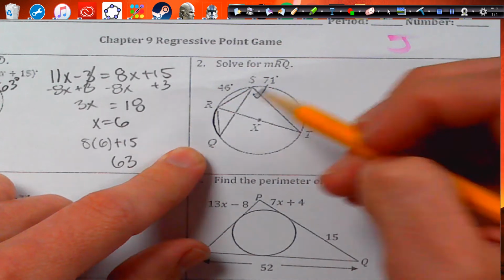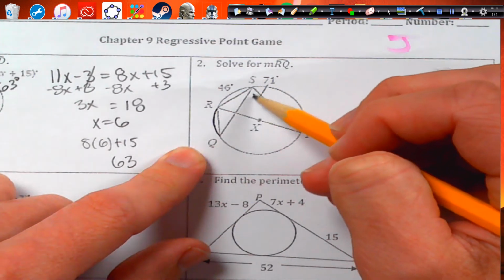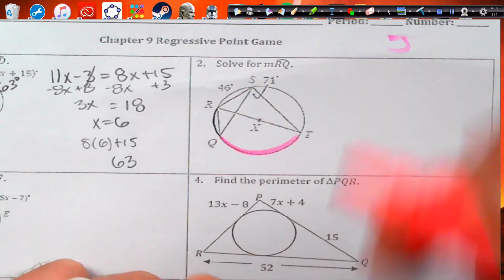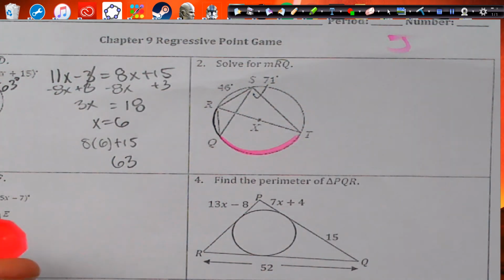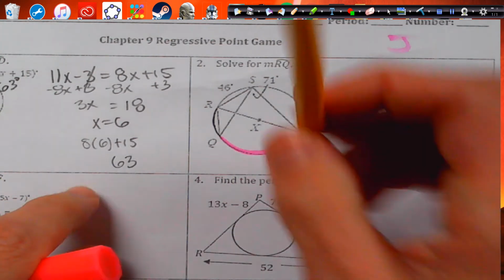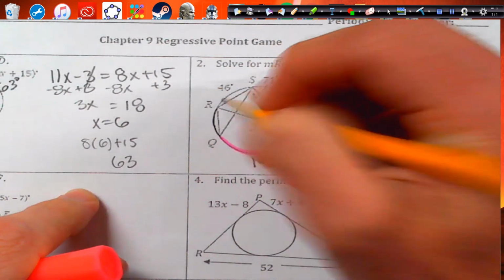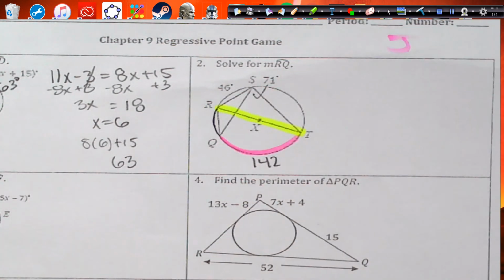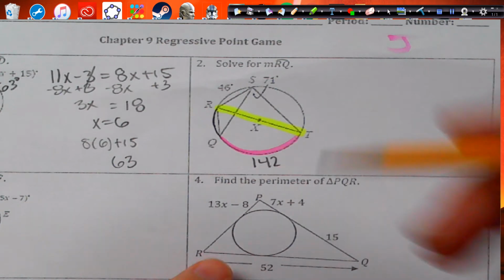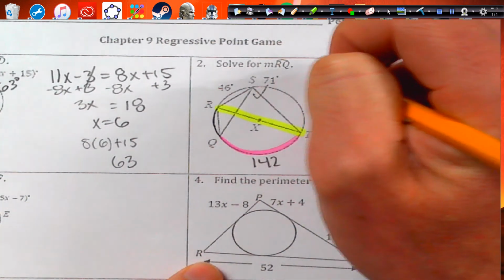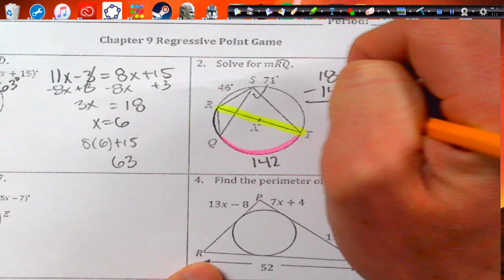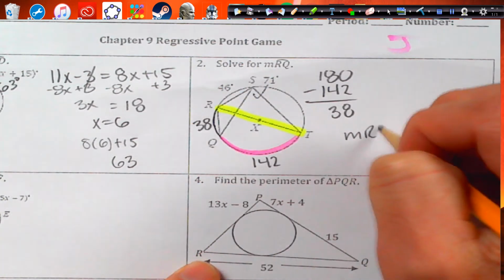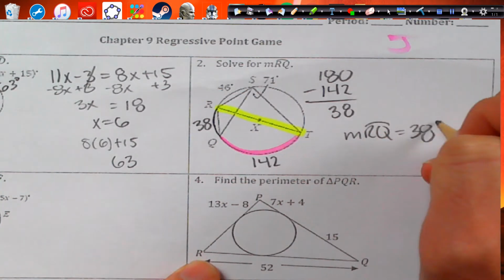What we can do is, 71 is this angle right here, and it's opening up to QT right there. So if I double 71, I'm going to get 142, and this yellow line RT is a diameter, so that means this whole other side is going to be 180. So I can do 142 and subtract it from 180, I'm going to get 38, and that's going to be what's left over. So the measure of RQ is 38 degrees.